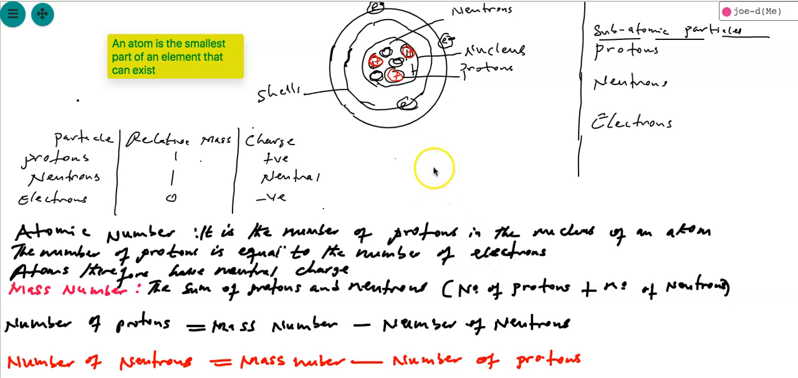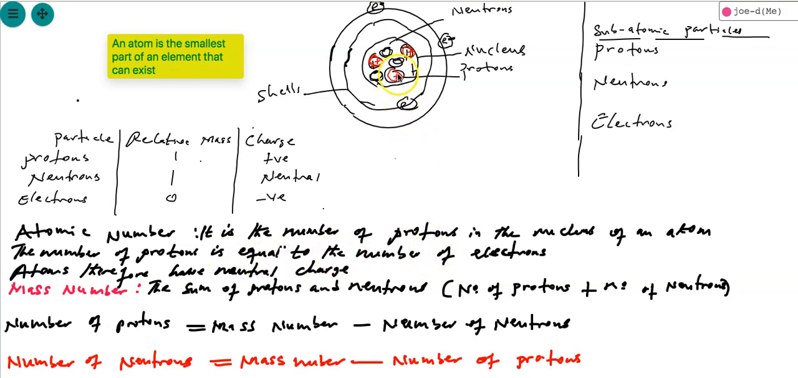Now, what that means is, let's go back to our model. So here we go, our nucleus. We are saying that the number of protons is equal to the number of electrons. The atoms therefore have neutral charge. What are we saying? If you come to our model here, we have 1, 2, 3 protons. Now, we've just said that protons have positive charge. We also said that electrons are negatively charged. What we are saying here is that the number of protons is equal to the number of electrons.